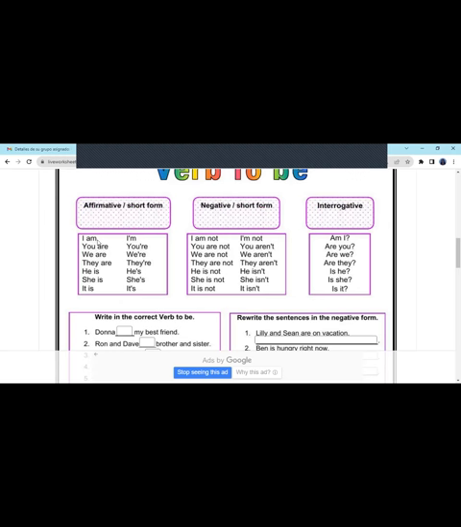So I am, the contraction, you are, we are, they are, he is, she is, she's, it is, it's. For the negative, it's similar to this, but you need to add the particle not. Yes? If you are using the particle not, you are talking about a negative statement, or in this case, short answer. For example, you can say, I am not a pilot, or I'm not a pilot. You are not my student, or you aren't my student.